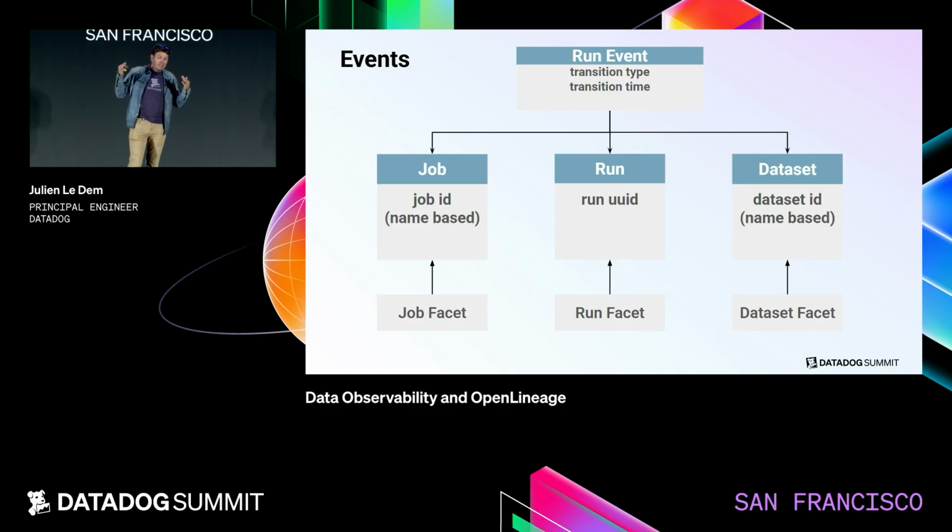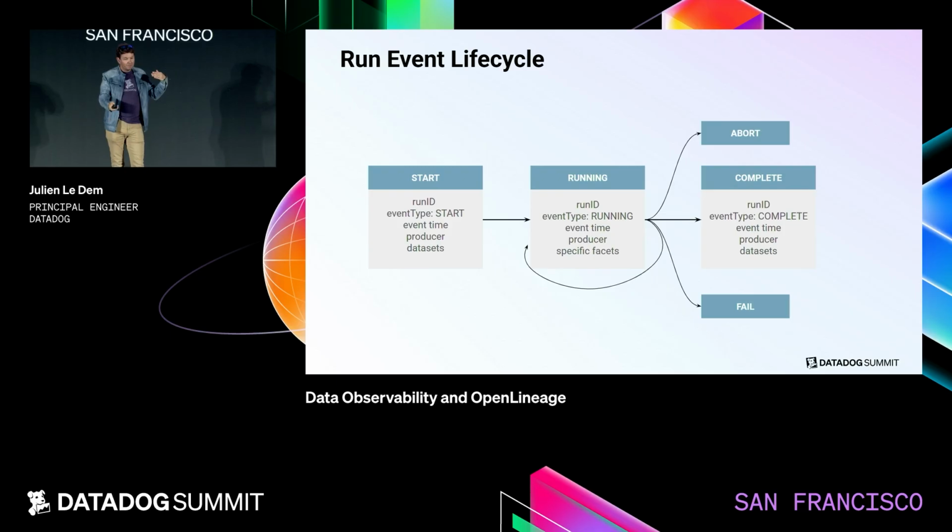The run event is the thing that ties all things together, right? If you think of the life cycle of the job, we'll start with a start event when the job starts. So if you think of a batch process, you will have a start event that gives metadata about the job. Where is it reading from? Where is it writing to?